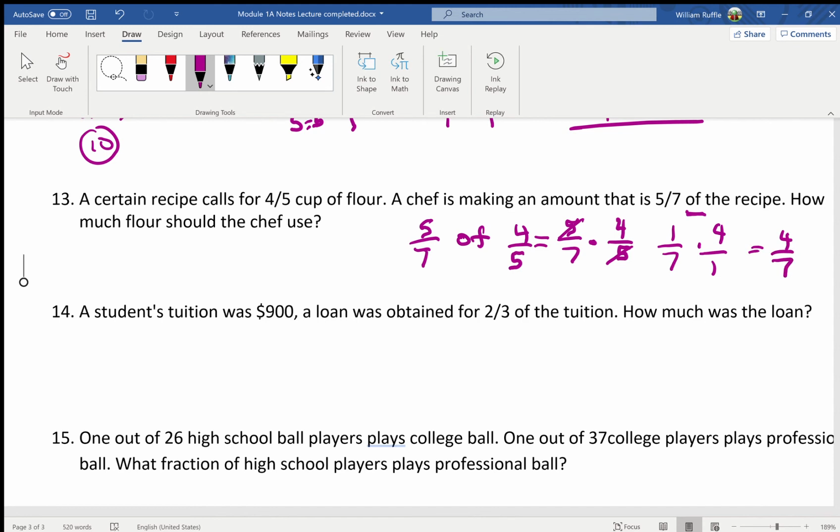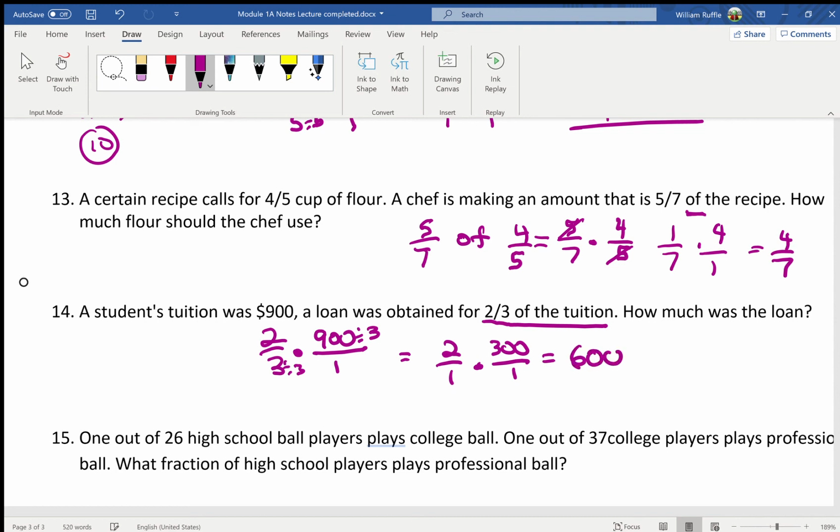A student's tuition was $900. A loan was obtained for 2/3 of the tuition. So it's 2/3 of, which is multiplication, the tuition, which is 900. Again, we put it over 1. Now again, this is a nice one. The zeros we can almost ignore. If I divide each of these by 3, the new question is going to be 2 over 1 times, now 9 divided by 3, just add the 0, so it's 300 over 1. 2 times 300 is $600.